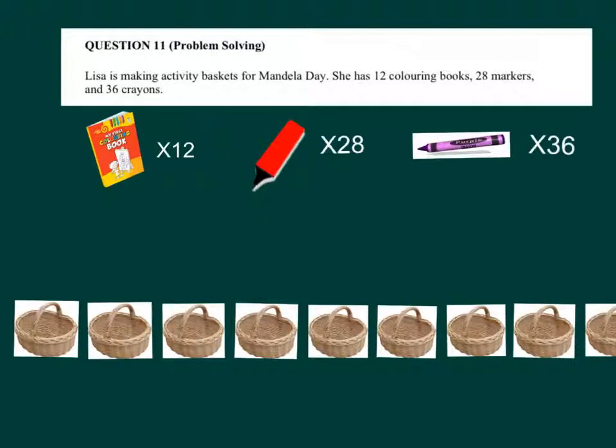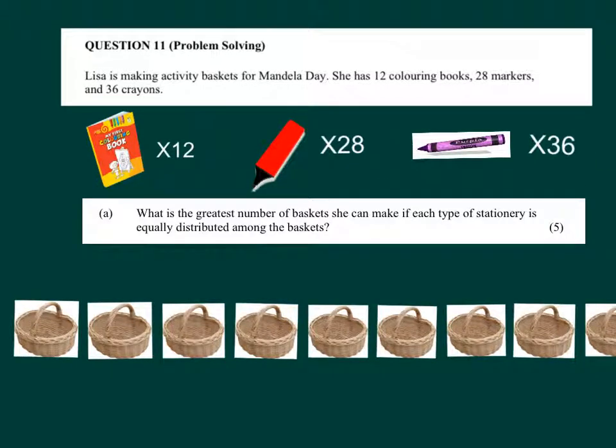So now let's take a look at the problem-solving question, question 11. Lisa is making activity baskets for Mandela Day. She has 12 colouring books, 28 markers, and 36 crayons. Question A. What is the greatest number of baskets that she can make if each type of stationery is equally distributed among the baskets?